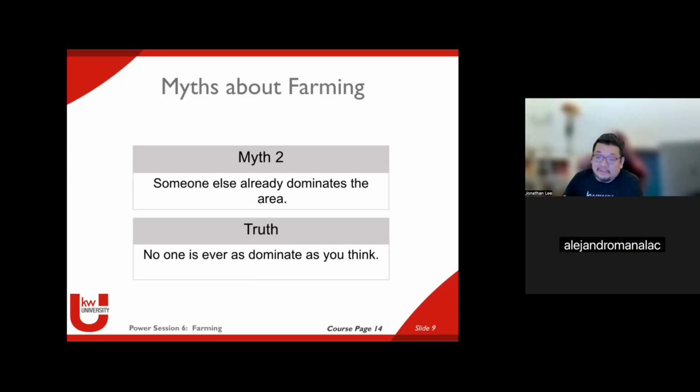Someone else already dominates the area. Don't go there because too many people are doing it. Or no one is ever as dominant as you think. Let me tell you this. There's a Chinese saying: if a lot of people are focusing on an area, doing that particular thing, likely it's a very profitable business. I repeat, if you see a lot of agents already working in that location, likely it's the best place to be. If you find places where there are no agents, maybe there's no opportunity, that's why nobody goes there, right?